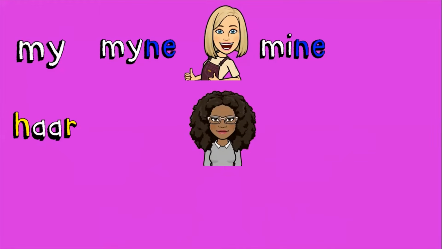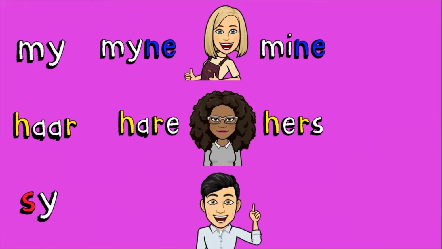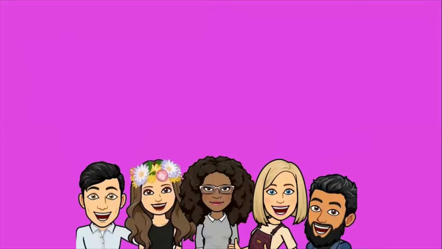So it was haar tas word hare, hers. En dan for the male, sy tas word syne, his. Easy peasy. Now the plural stays the same. However, there's something that does change and something that you need to remember.